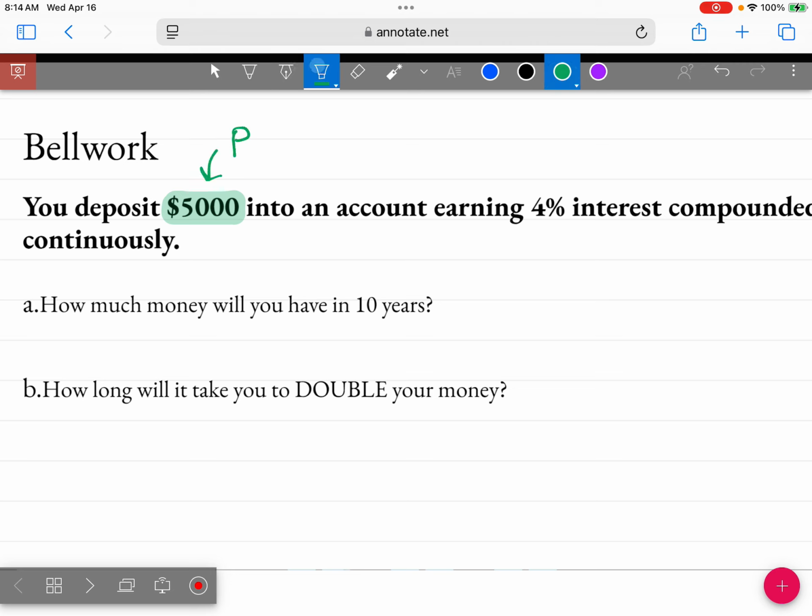What else we got? The percentage. What is this as a decimal? 0.04, and that's going to be our rate. What else do we need to have here? Well, one more piece we need.